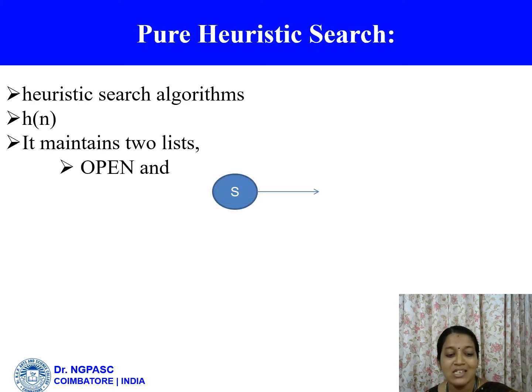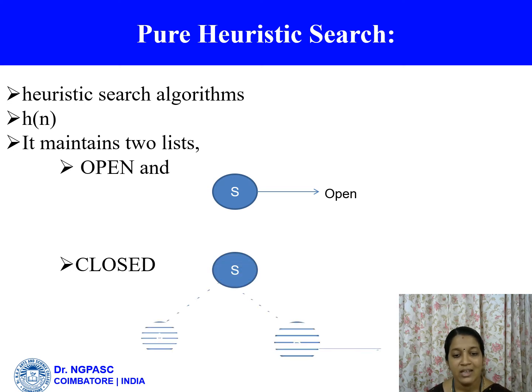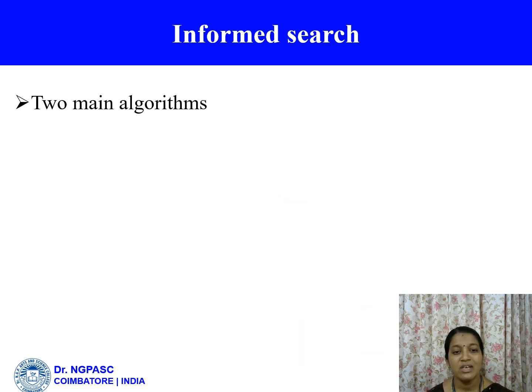Okay. Let us see the pure heuristic search. The pure heuristic search is the simplest form of heuristic search algorithm. It expands the node based on the heuristic value, h of n. It maintains two lists, one is open and the other is closed. Here, I have given a node S, which is in open; then S is moved to closed with the successor nodes A and B. Okay, let us see about the informed search.